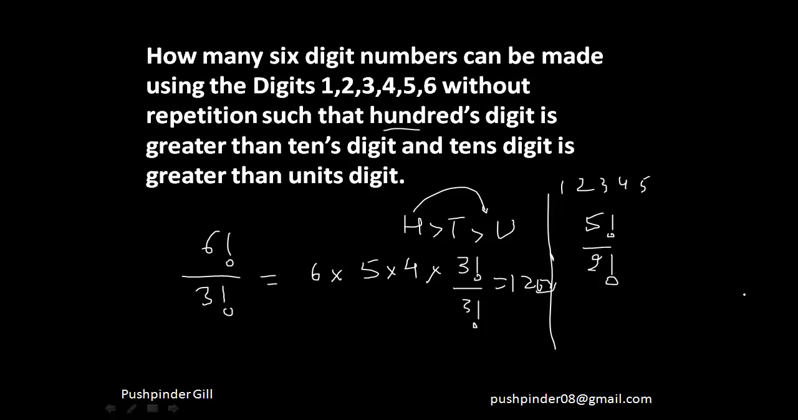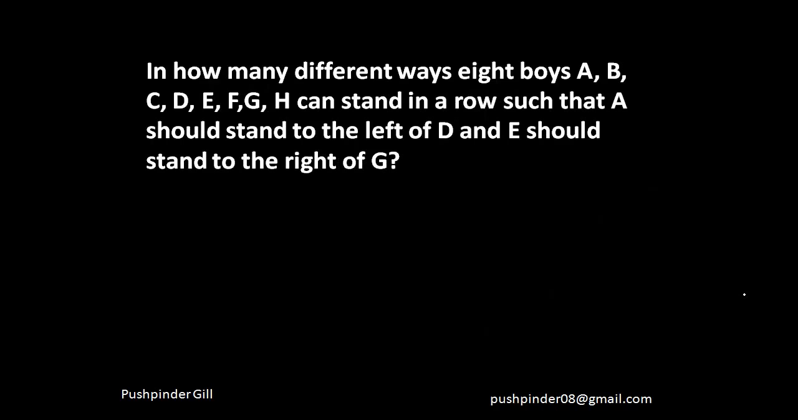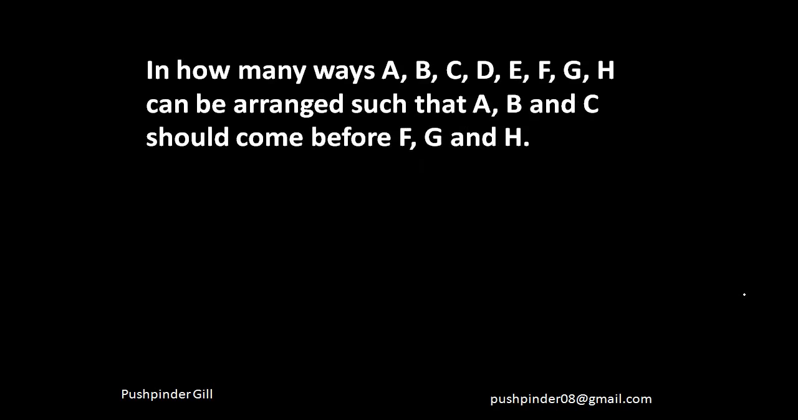So I hope you've understood this. Let's move to the next question. In how many different ways can 8 boys A, B, C, D, E, F, G, H stand in a row such that A should stand to the left of D and E should stand to the right of G? I think we have done this question. Okay. In how many ways can A, B, C, D, E, F, G, H be arranged such that A, B, C should come before F, G, H?